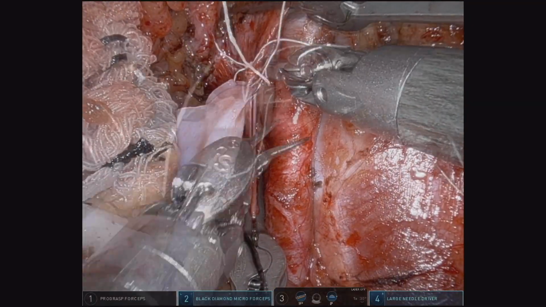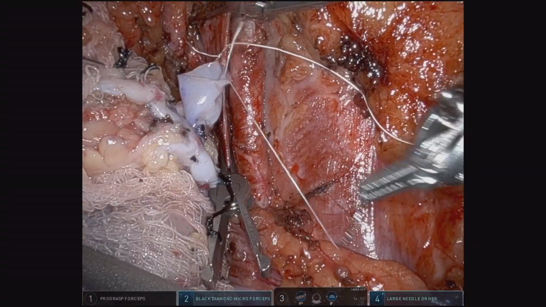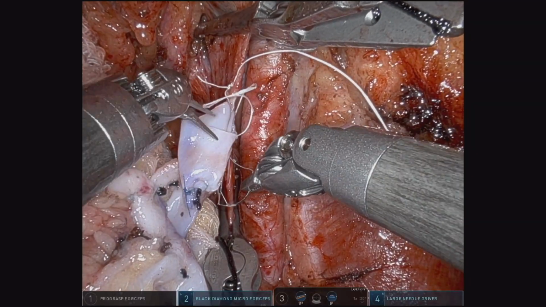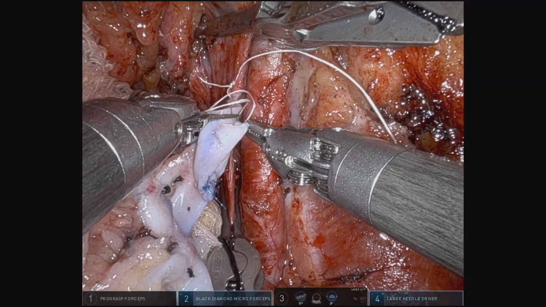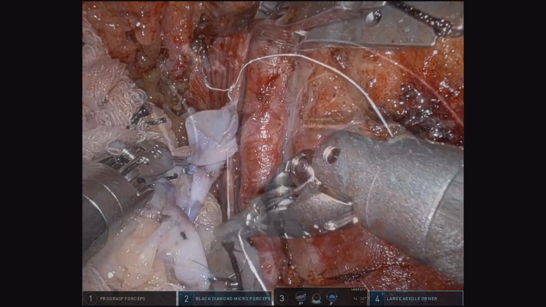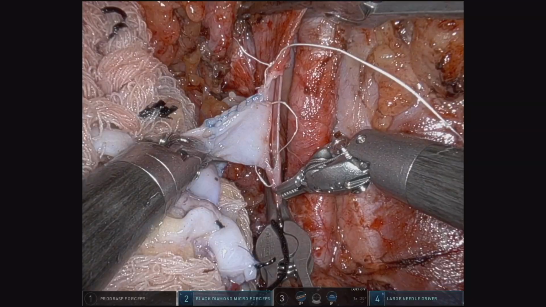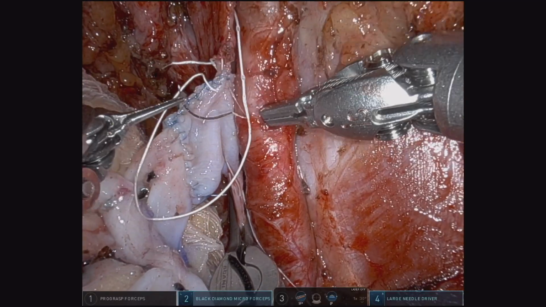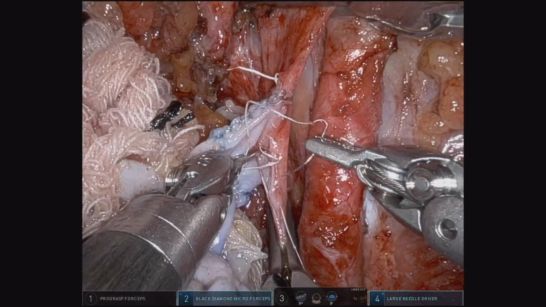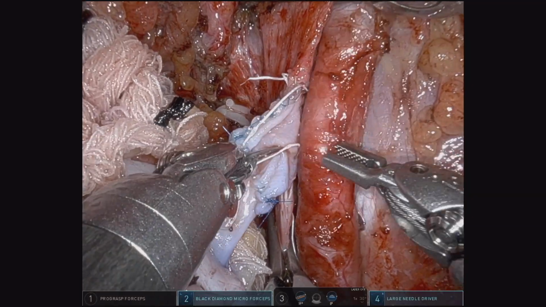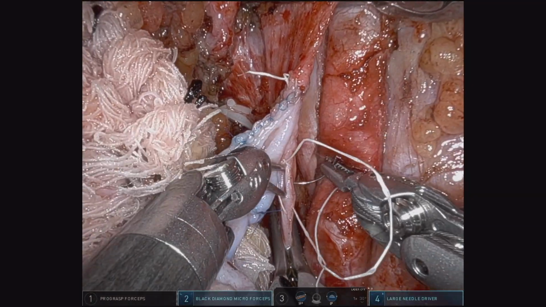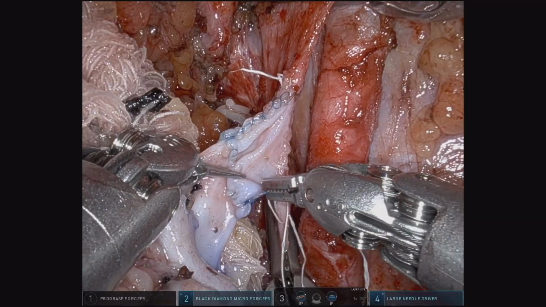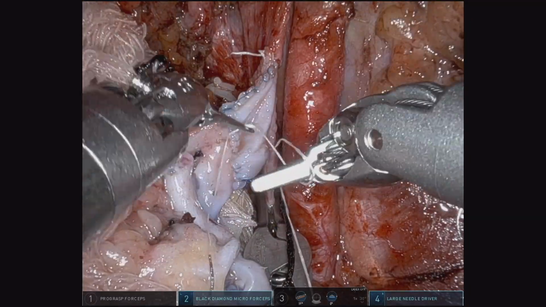The reconstructed portion of the renal vein is anastomosed to the side of the external iliac vein. Here the back wall is being anastomosed first. And here the anterior wall of the anastomosis is then completed. You can see the reconstructed portion of the renal vein pretty clearly here. Anastomosis is completed.